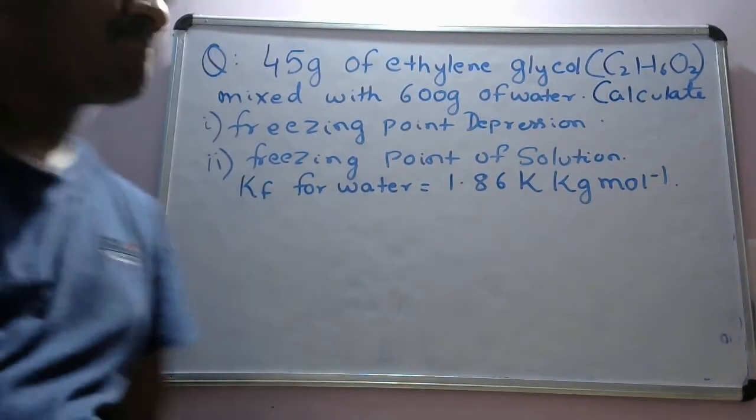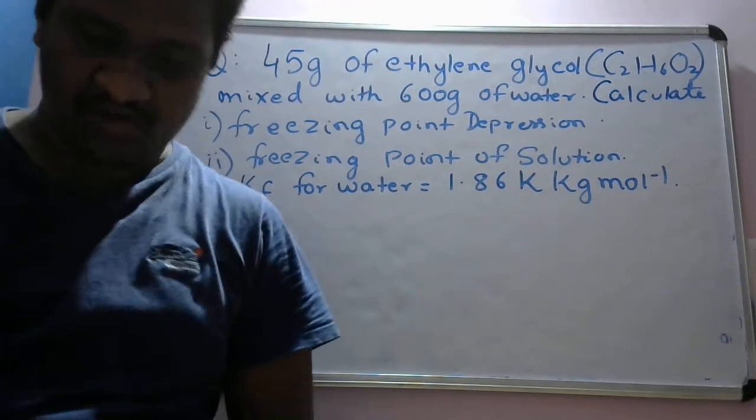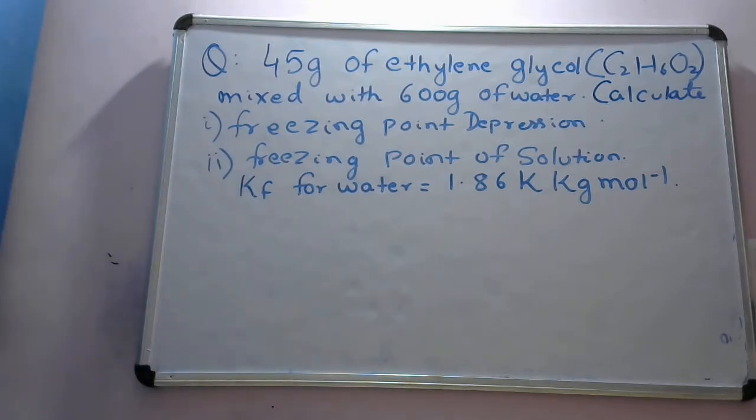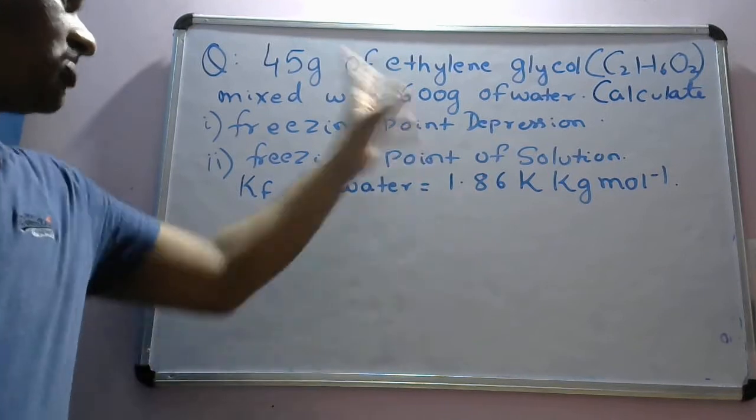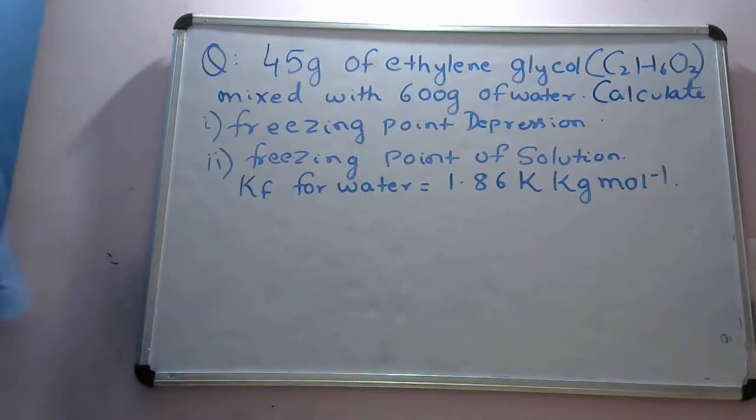Hello students. So in this video we will discuss questions on freezing point depression, also from NCERT. The first question says that 45 grams of ethylene glycol is mixed with 600 grams of water.